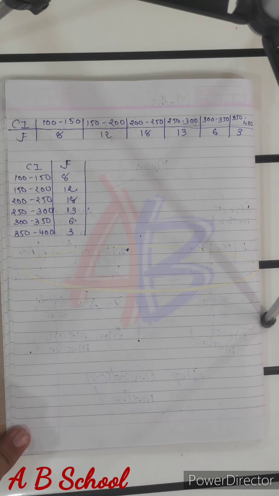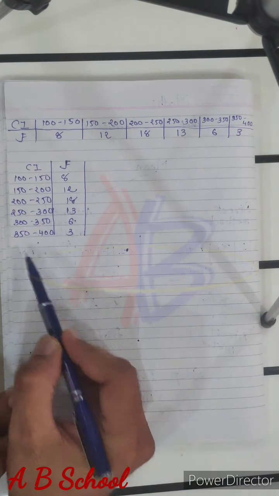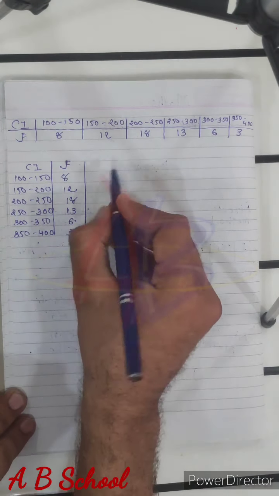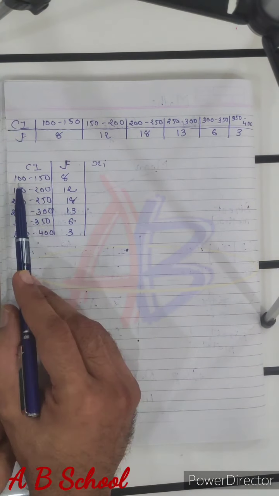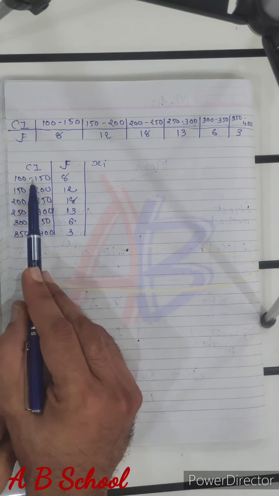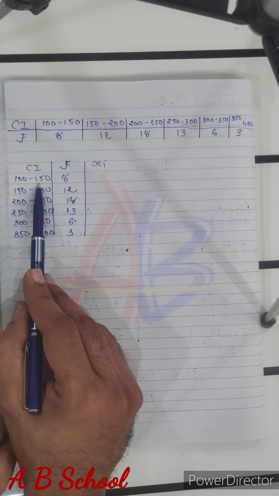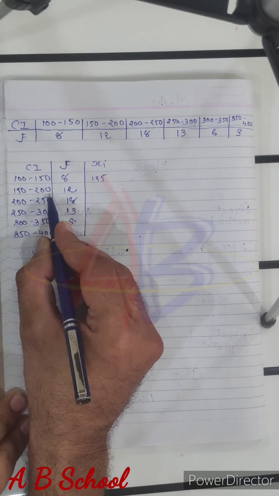This is one more example to find mean with the help of step deviation method. So class interval has been given like this. So I have placed them here. Frequency, I have placed them here. So the next is xi. Xi is lower limit plus upper limit divided by 2. So 100 plus 150, that is 250 by 2, 125.